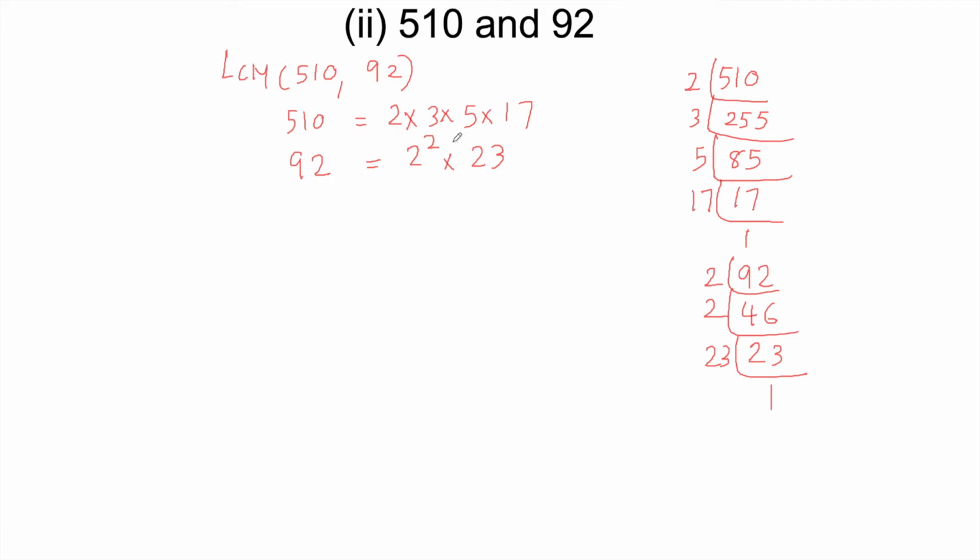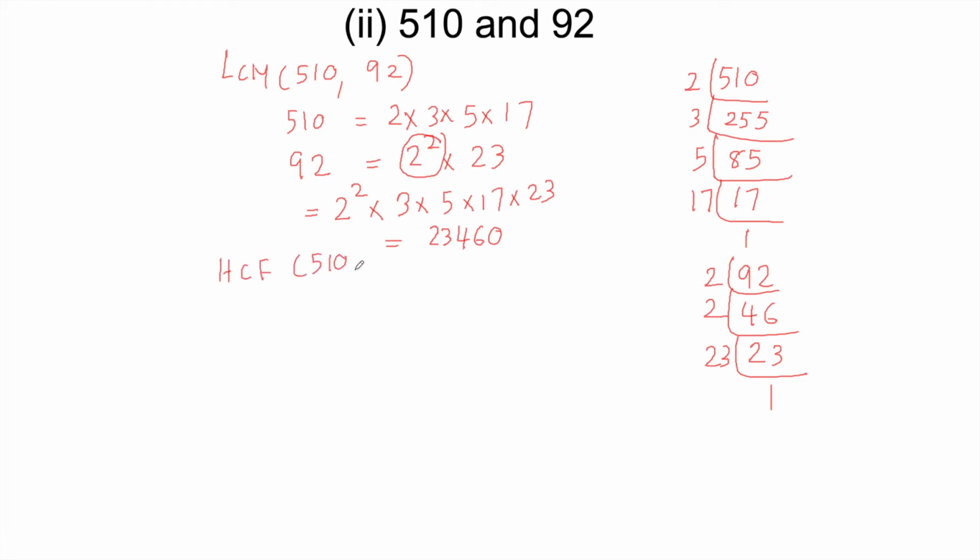And for LCM, consider each and every prime factor. First, I am considering 2. And for 2, what is the greatest power? That is 2 square. So we selected 2 square first. And the next prime factors are 3, then 5, then 17 and 23. So the LCM of these numbers is 23,460. Now we can find the HCF.